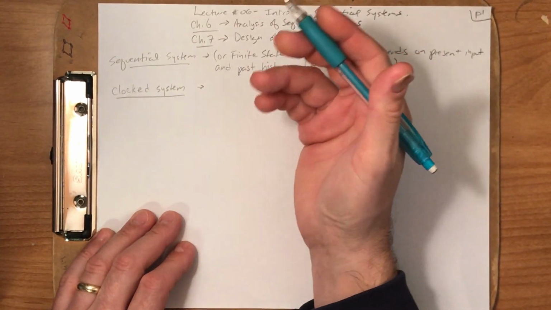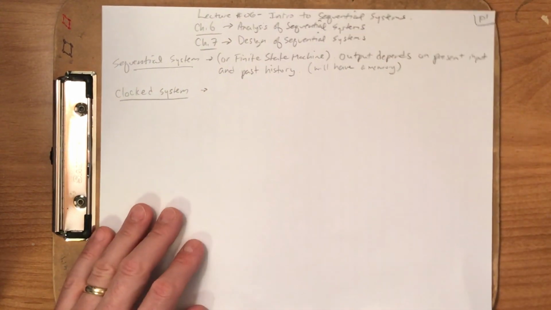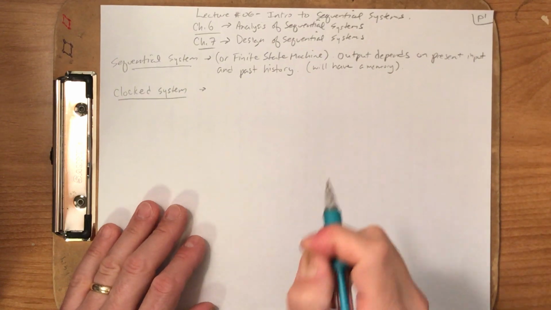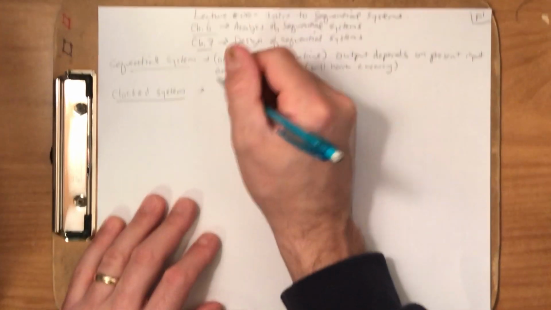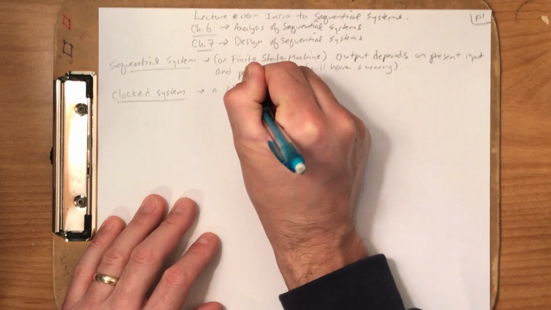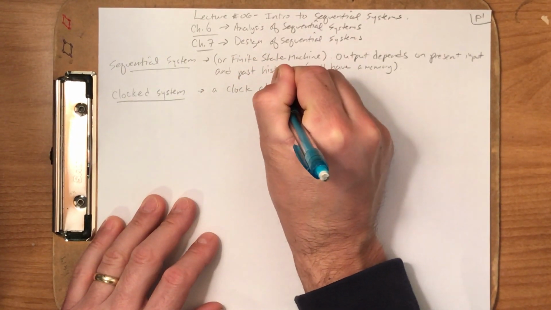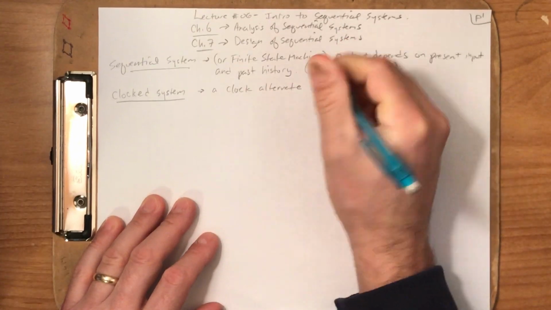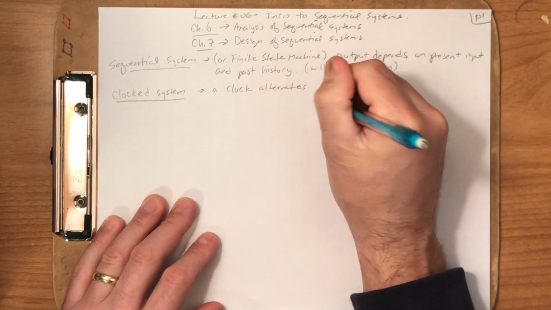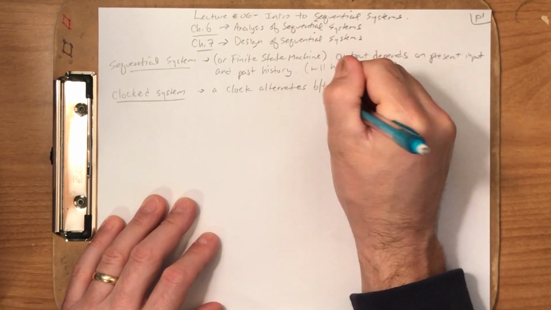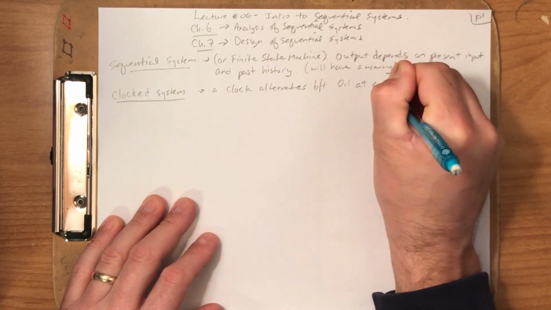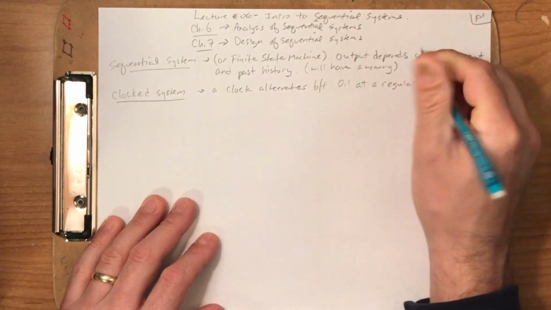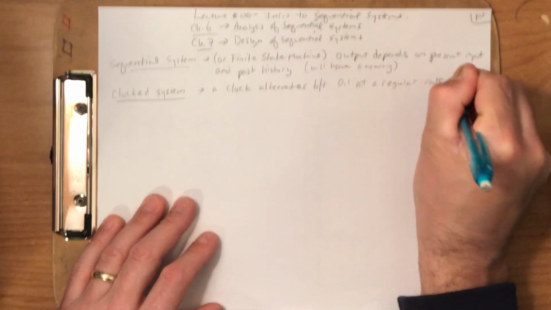These are clocked systems. Sequential systems that we're going to look at are clocked systems. I'm not aware of any others that exist, although I'm sure there are. But as we've talked about, a clock alternates between 0 and 1 at a regular rate.